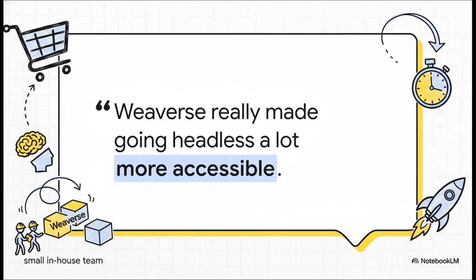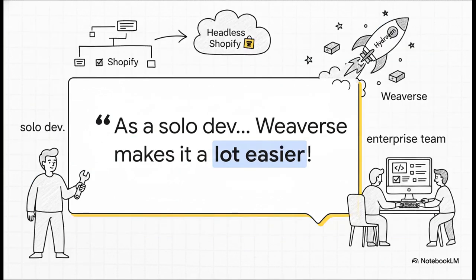And here's the perspective from a store owner, Mickey M. They wanted to go headless for the speed, but thought it was just impossible with their small in-house team. Their big takeaway? Weaverse made it accessible. That's such a powerful word. And it's not just for big agencies or brands with huge in-house teams. Leonardo G., a solo developer, found that it made his migration to Hydrogen significantly easier. So this shows the tool can really scale, from a single developer all the way up to an enterprise team.